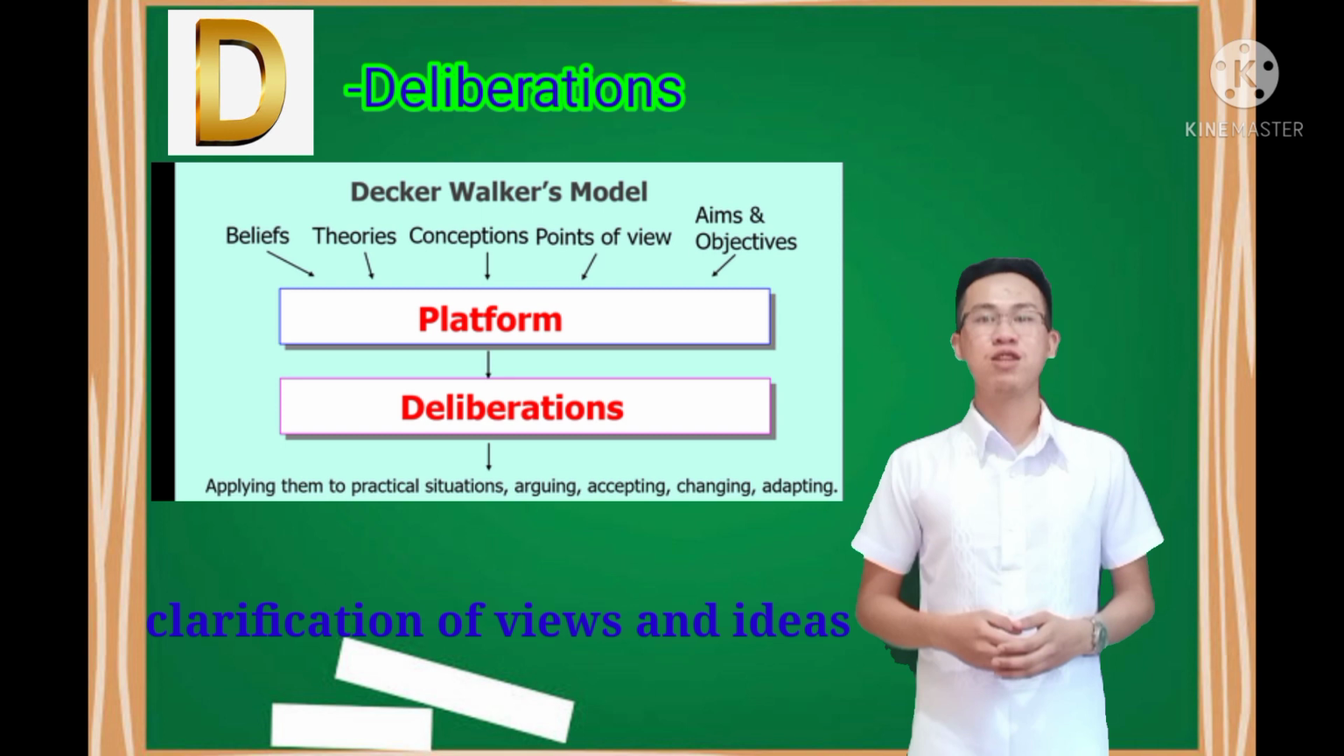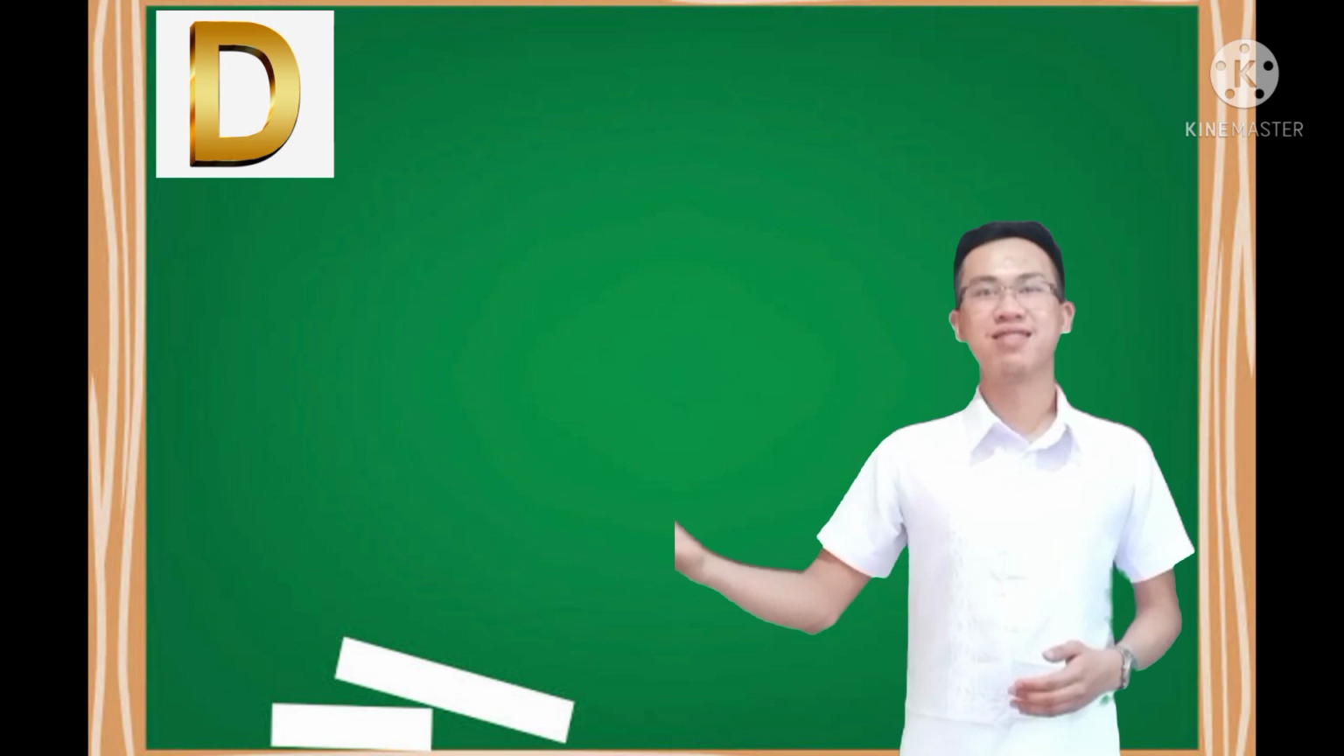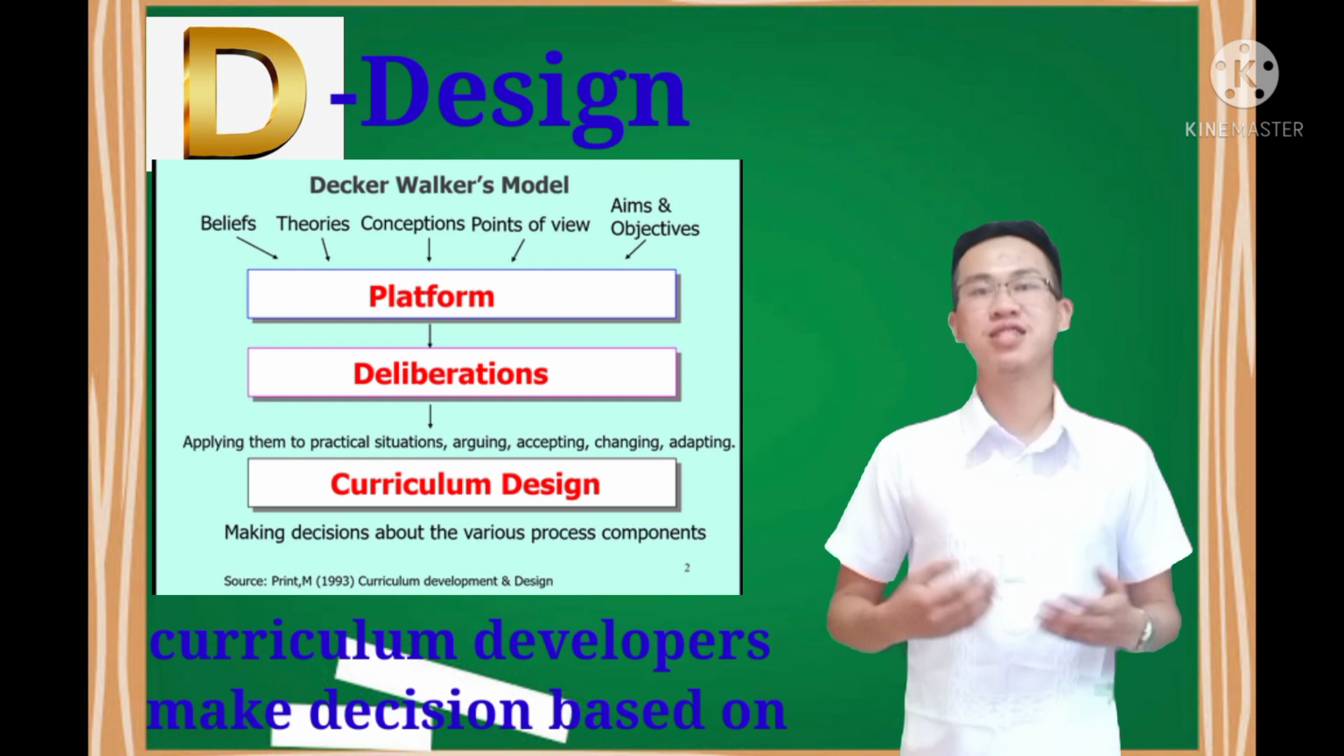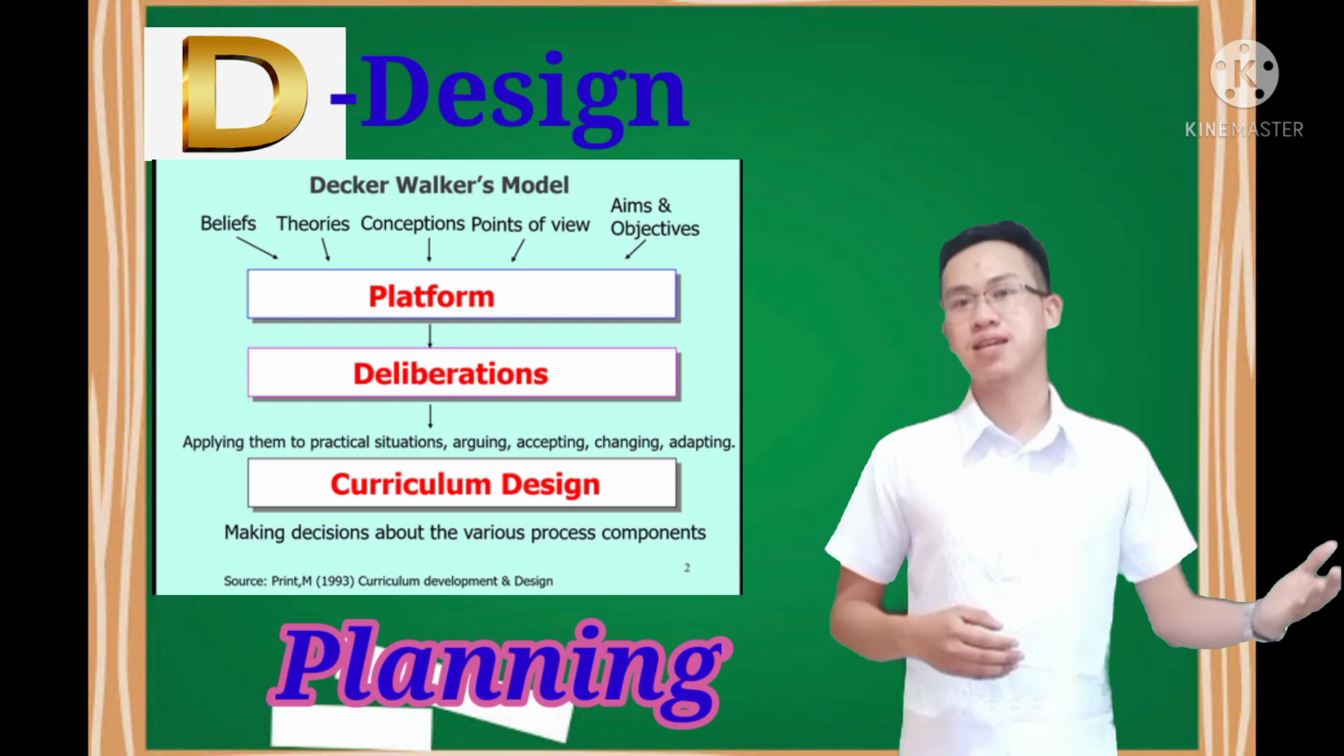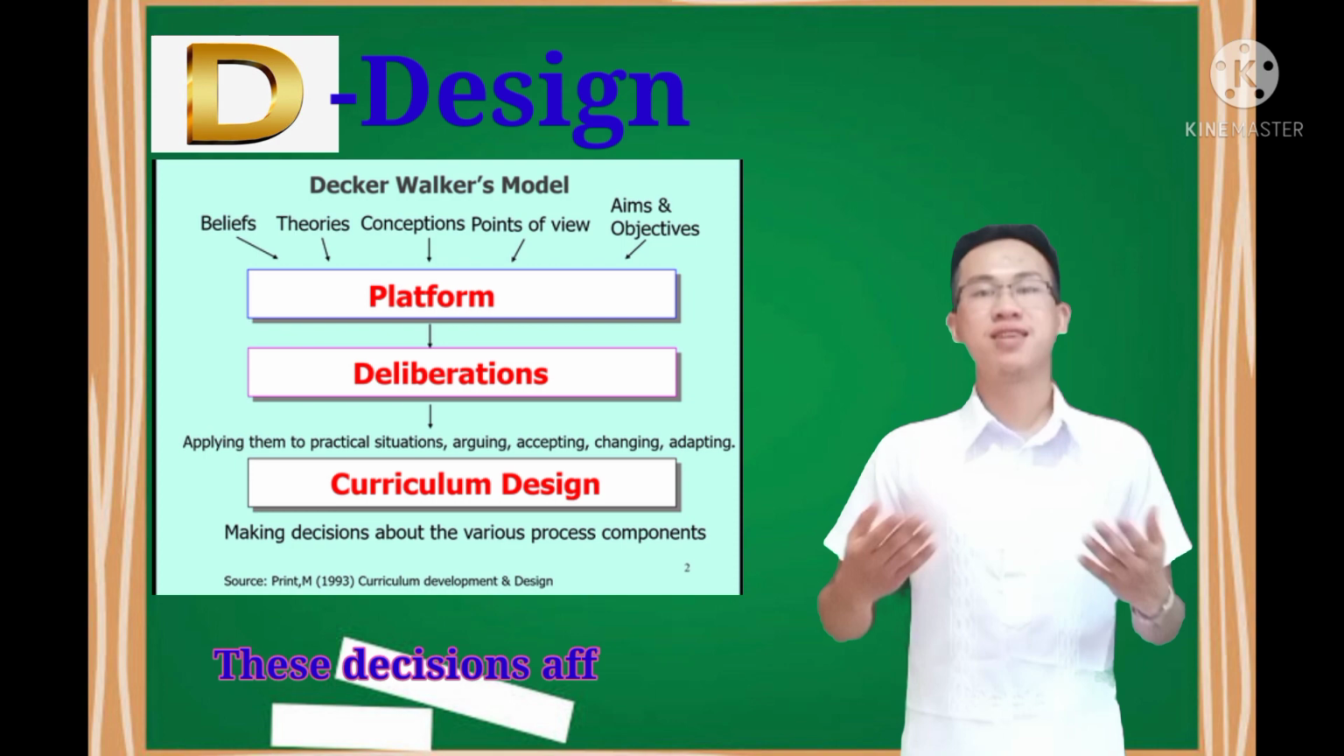On the last phase, another D is for design. Here, curriculum developers actually make decisions which are based on deliberations. It involves planning, decision-making, and actual development of the curriculum. These decisions affect curriculum documents and material production.